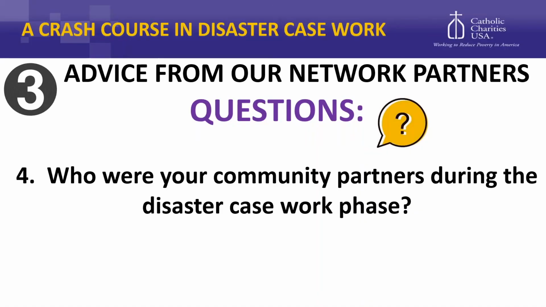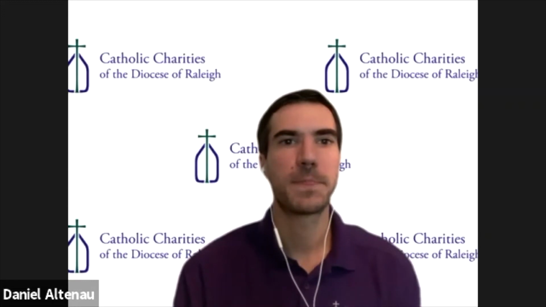Question number 4. Who were your community partners during the disaster casework phase? We conducted disaster casework in 3 different ways. We worked at shelters, we worked at points of distribution, and we canvassed the community. For shelter work, we partnered with the American Red Cross and local county-operated shelters. Both were great partners. For points of distribution, we would partner with faith groups, other nonprofits, and local government. Anyone who was operating a point of distribution became our friend.